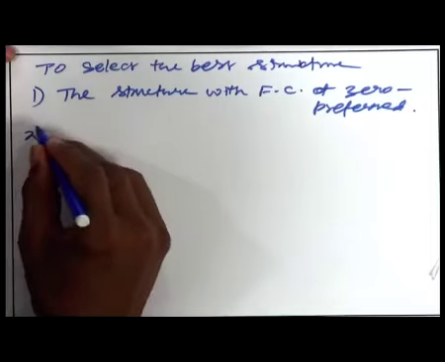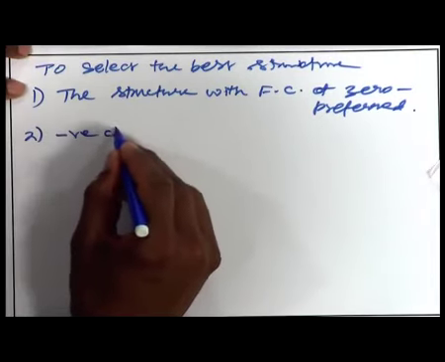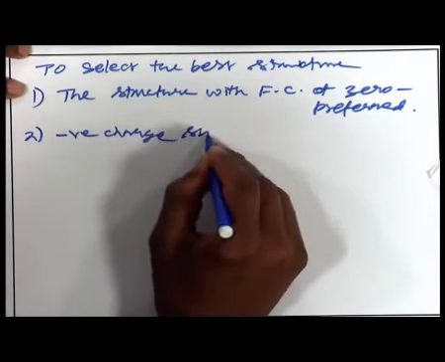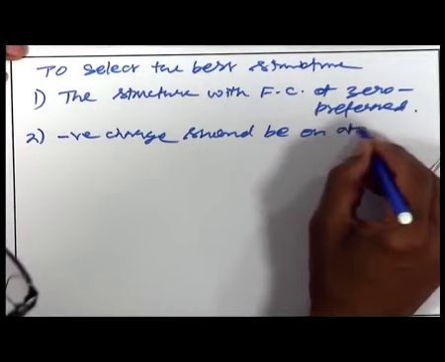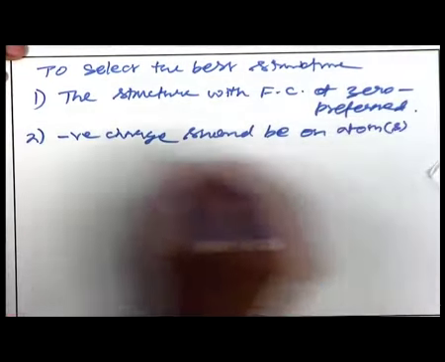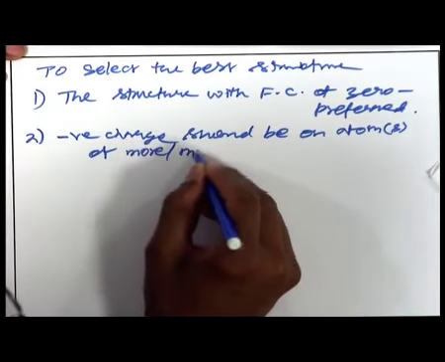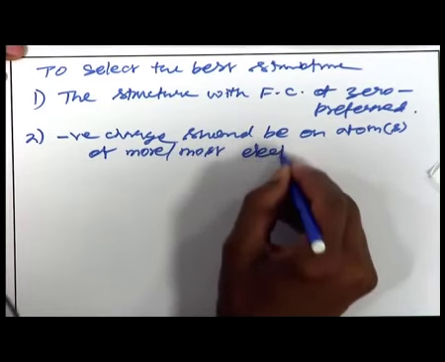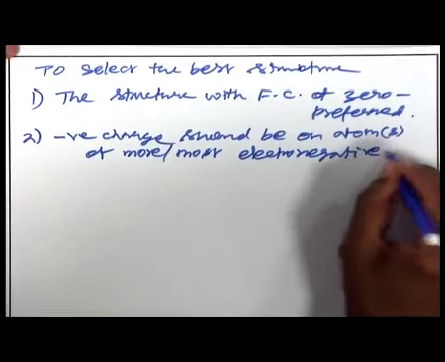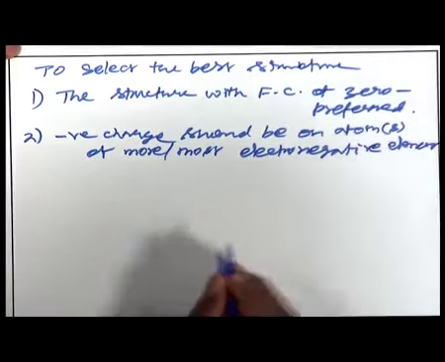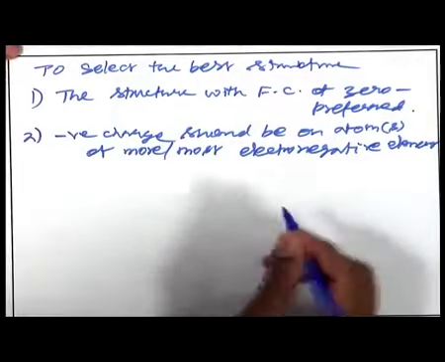The second condition is that the negative charge should be on atoms of more or most electronegative element. So that would be the next condition for choosing the best structure contributing to the actual structure.